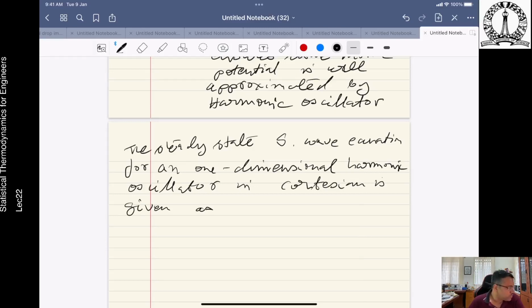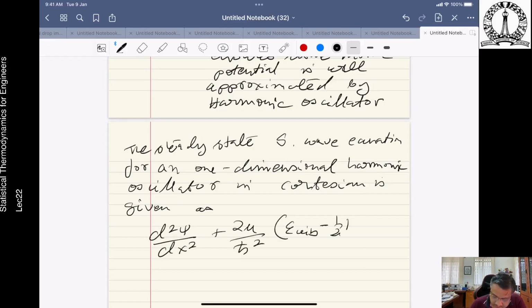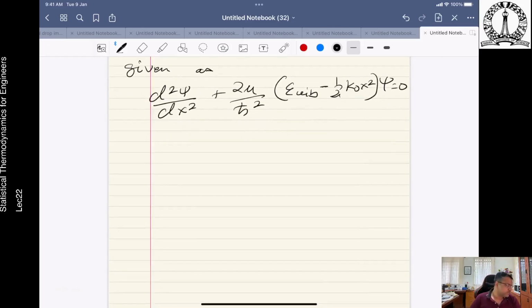one degree of freedom, one-dimensional: d squared psi by dx squared, 2 mu over h bar squared, times E vibrational minus half k naught x squared, psi equal to 0. Okay, so hence the wave function psi_V describes the one-dimensional harmonic oscillator.